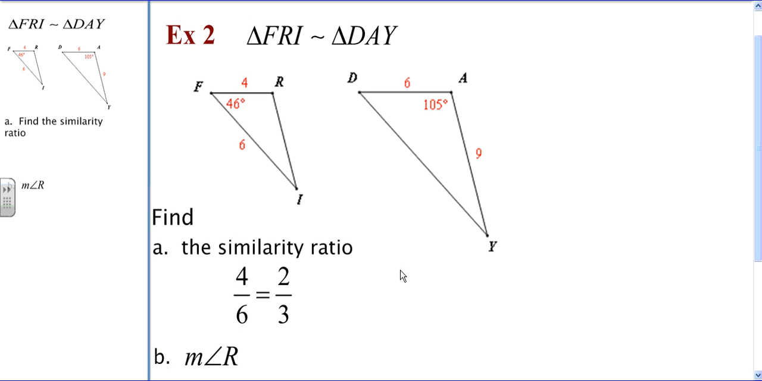If I wanted to, then I could use that to find the lengths of some other sides. So for example, let's say this side was X and I wanted to know how big it was. Well, now I can use that ratio and the fact that I know the length of side FI to set up a proportion which I can then solve. So let's do that.